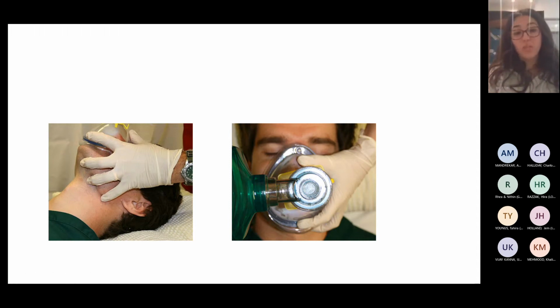There are two techniques to provide the tight seal. Either the one-person technique, which is just one operator, but it's always better to do the two-person technique. One person will be holding the mask with both hands, and that ensures the best seal, and the other person will be pressing on the bag.